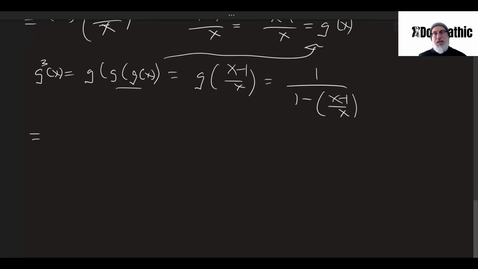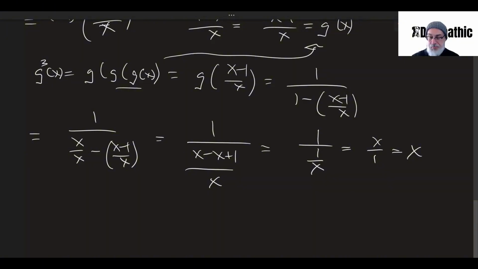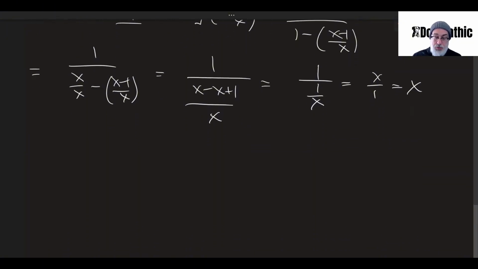Do the same thing. We need to find a common denominator here. So I need to multiply the left by x over x. So we get 1 over x divided by x minus (x minus 1) over x. That leaves us with x minus x plus 1 over x, because I'm distributing that negative. So this is 1 over 1 over x. Now reciprocal multiplication says that's x over 1, which is x. So g cubed, g composed with itself 3 times, is x.